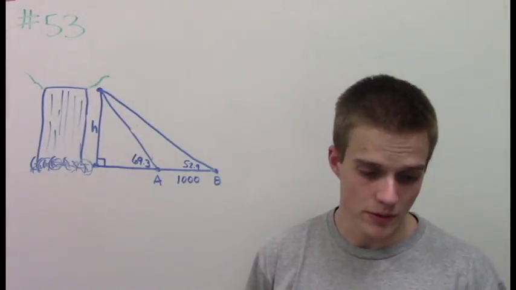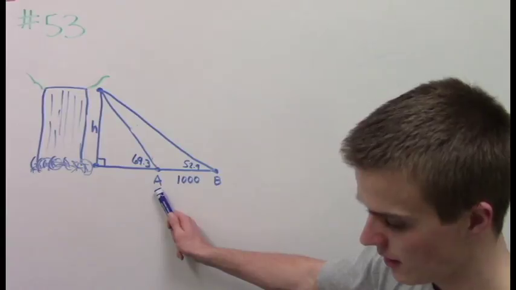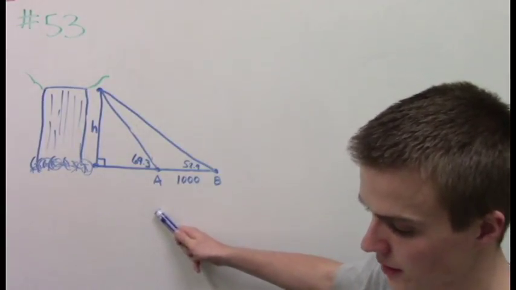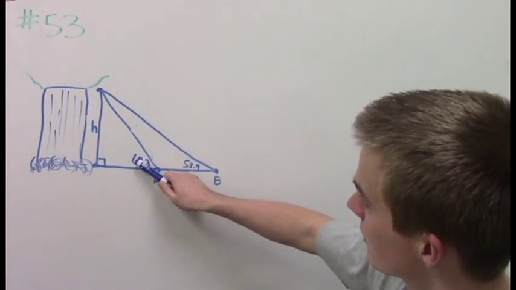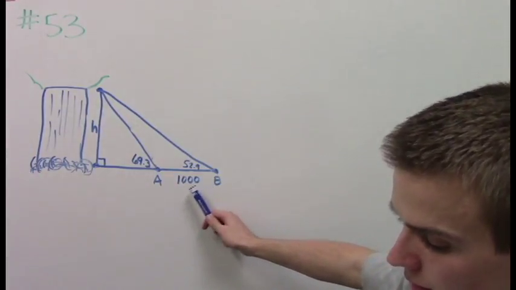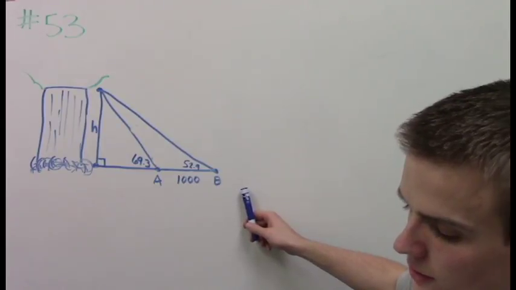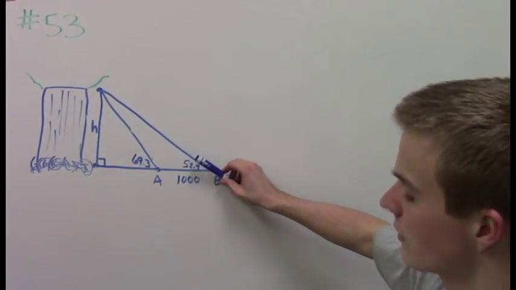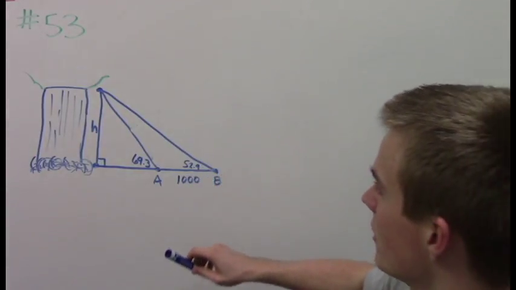So question 53 says, when viewing Angel Falls from observation platform A, located on the same level as the bottom of the waterfall, we calculate the angle of elevation to the top of the waterfall to be 69.3 degrees. And from observation platform B, which is located on the same level, exactly 1,000 feet from the first observation point, we calculate the angle of elevation to the top of the waterfall to be 52.9 degrees. So that's that. And it wants to know how high is the waterfall.